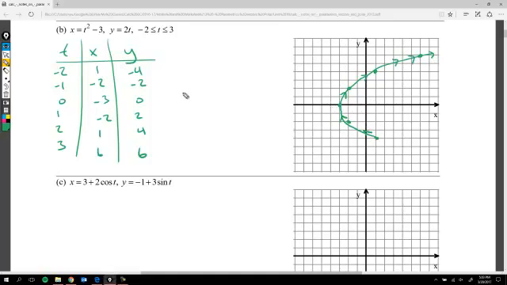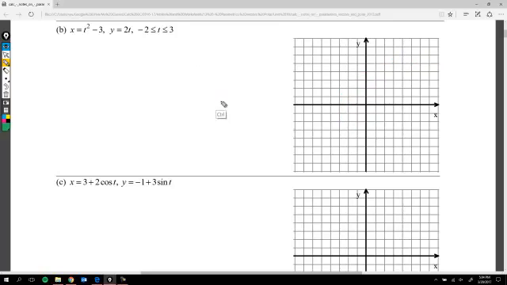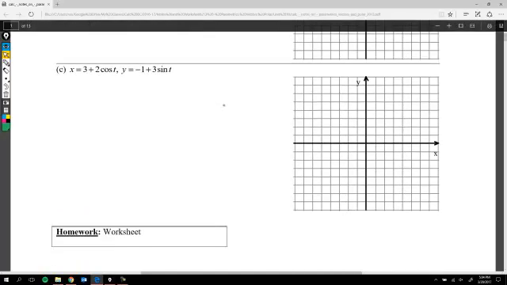Okay, one more time, we can eliminate the parameter. So probably it'll be easier to use my y equation first. So t equals y over 2. So now I'm going to substitute. So x equals (y over 2) squared minus 3. All right, so I have eliminated t from my equation, which is what I wanted. All right, and one more.